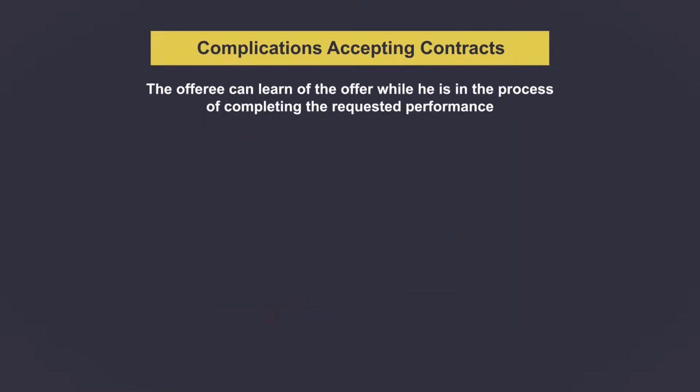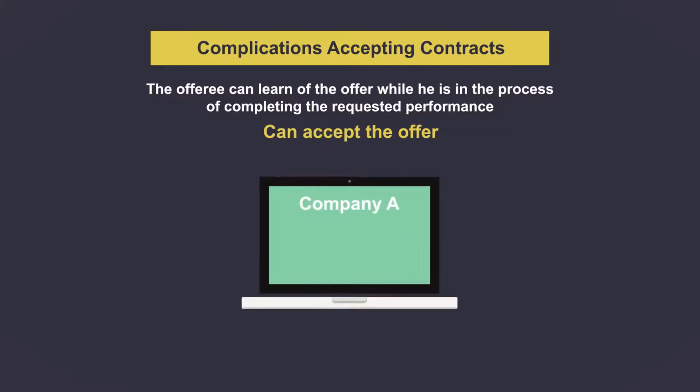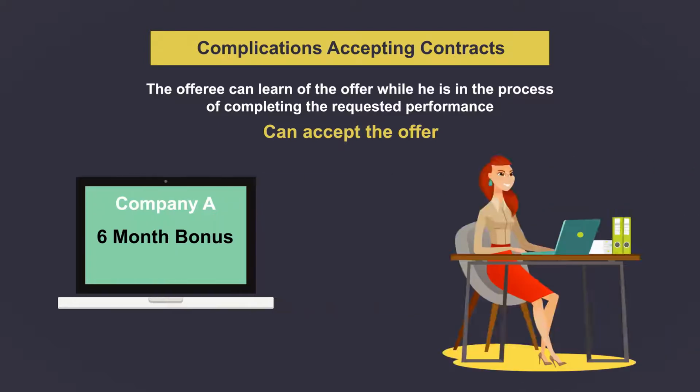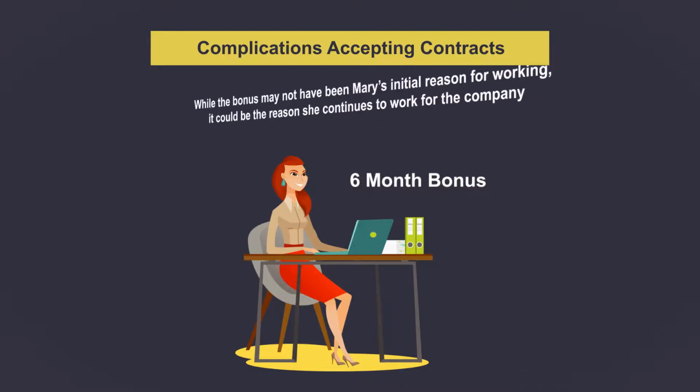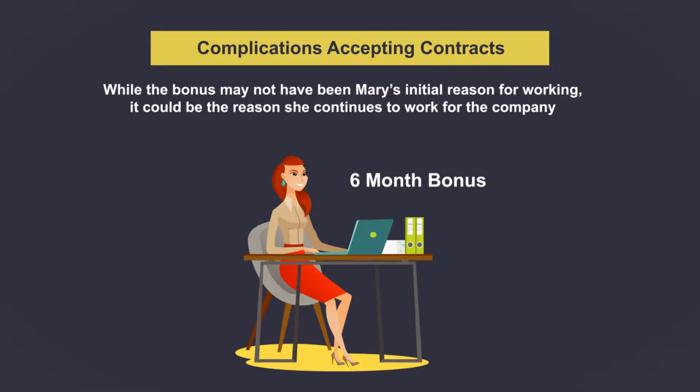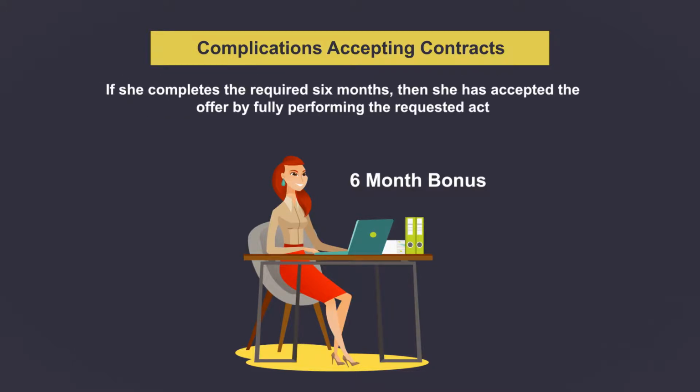In some circumstances, the offeree can learn of the offer while he's in the process of contemplating the requested performance. If that happens, he still can accept the offer. For example, say that Company A posts a message on the company's internal website offering a bonus to any employee who completes 6 months of work. 3 months after being hired, Mary learns of the offer. While the bonus may not have been Mary's initial reason for working, it could be the reason she continues to work for the company. Therefore, if she completes the required 6 months, then she has accepted the offer by fully performing the requested act.